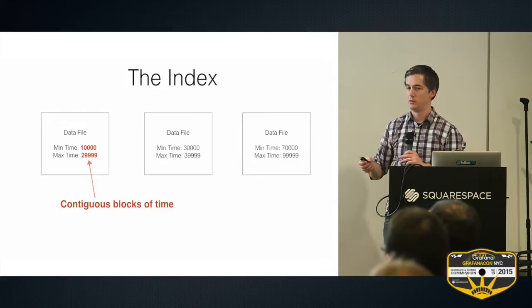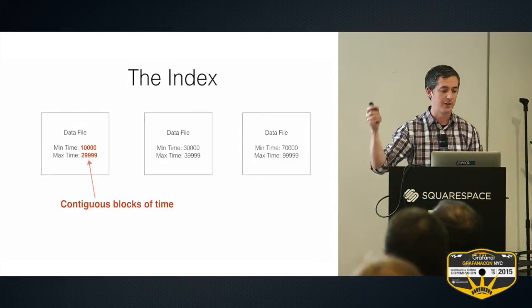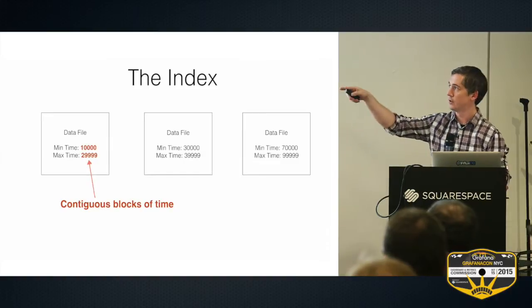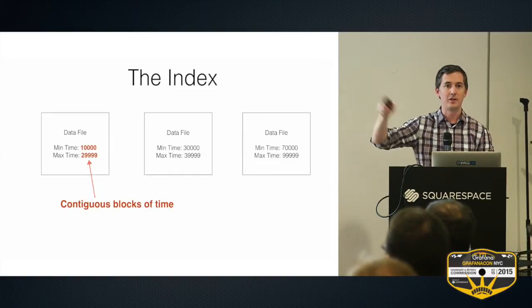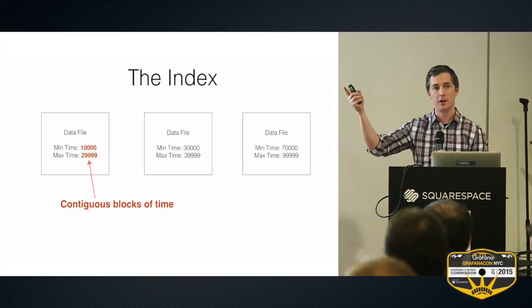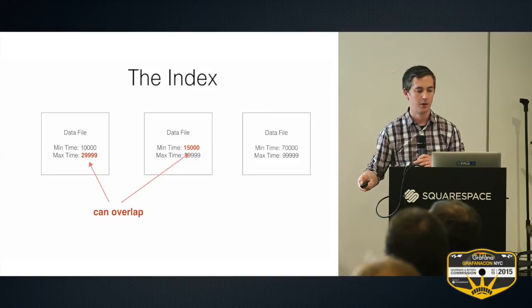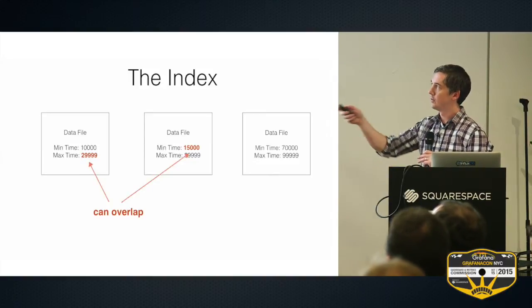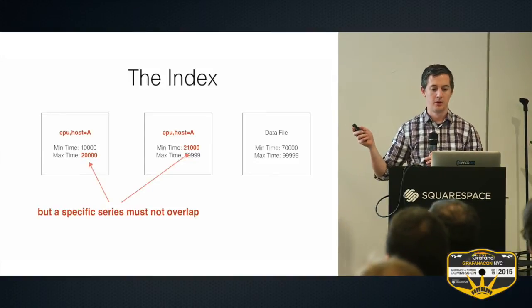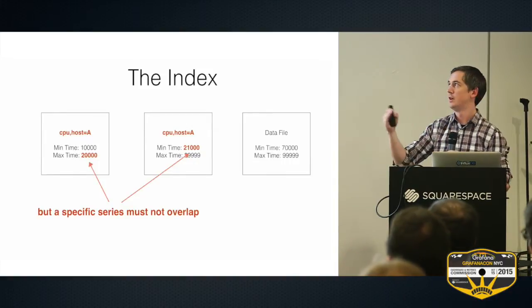So the index looks like this. Basically, it's a collection of data files. The data files are all contiguous blocks of time, and they store many, many series within them, right? You could have a single file with the data for 100,000 series in it. These files can overlap in their time, but for a specific series, they can't overlap.